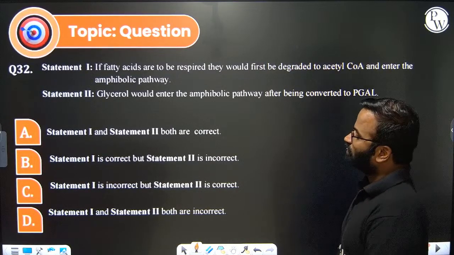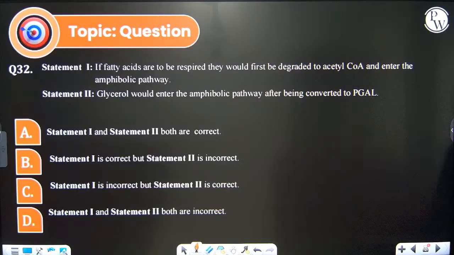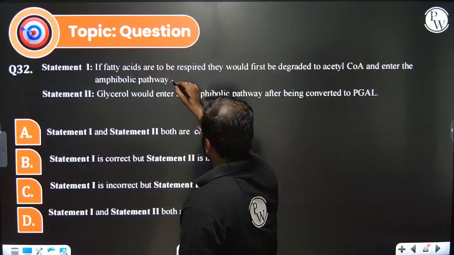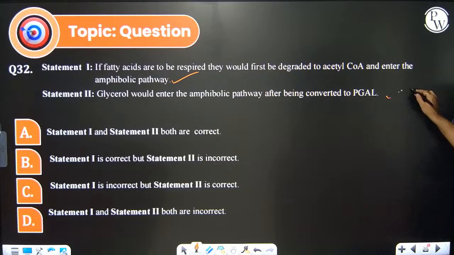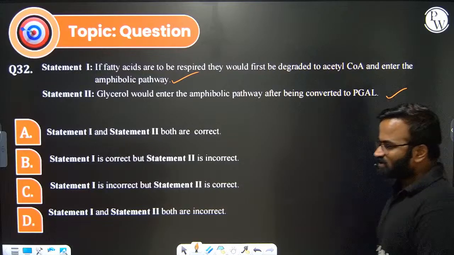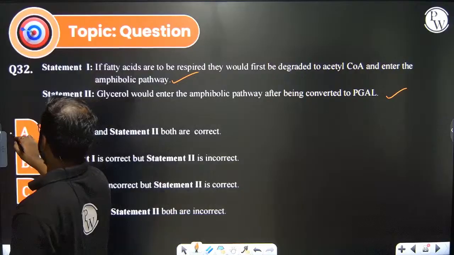Next. If fatty acids are to be respired, they would first be degraded to acetyl CoA and then enter the amphibolic pathway, which is true. Glycerol would enter the amphibolic pathway after being converted to PGAL, which is true. So I would go with both of them as correct statements.